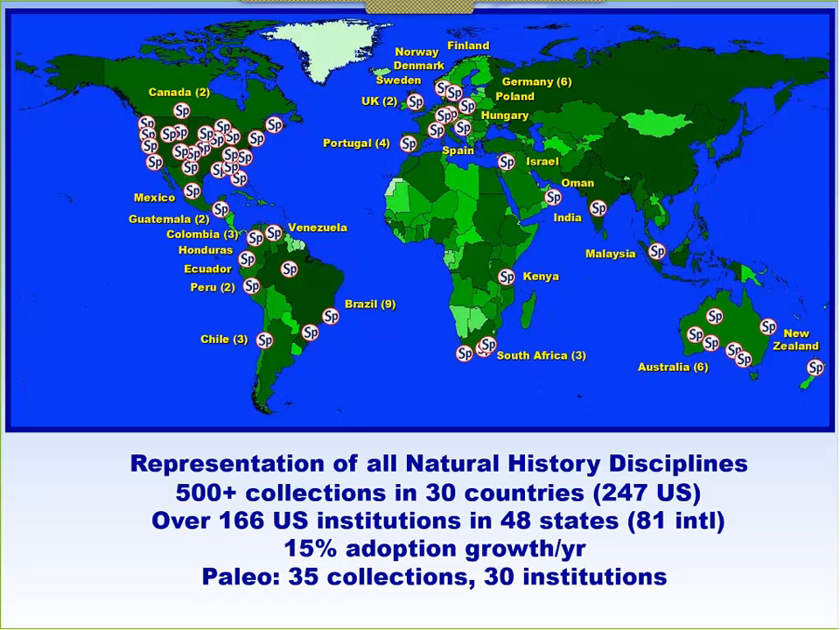We're in over 500 collections now across 30 or more countries. Our growth rate's been pretty consistent at about 15 to 18% for the past several years. And among paleo collections, we've got about 35 across 30 institutions.